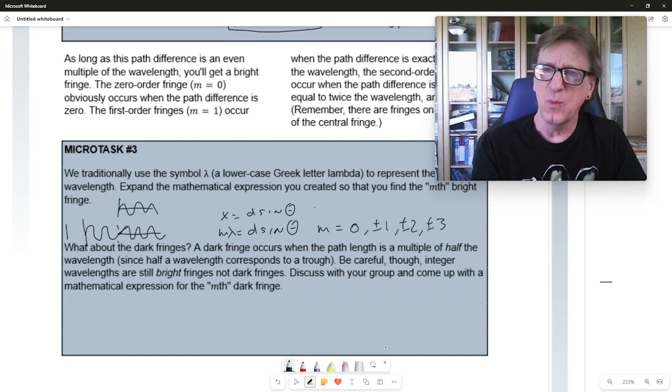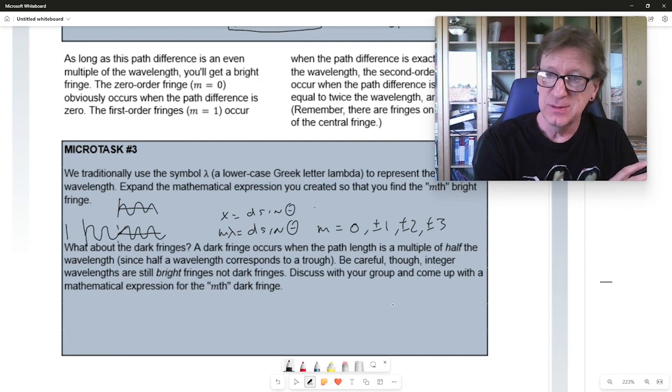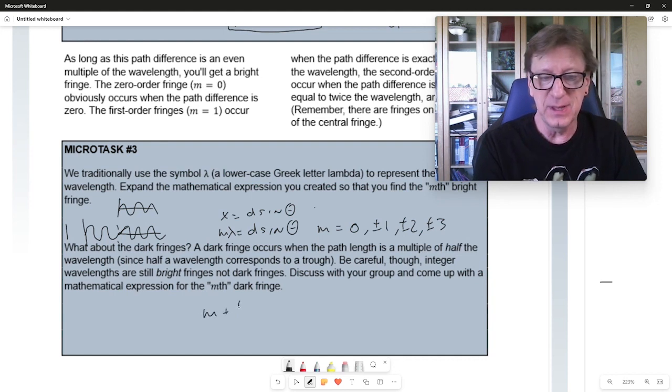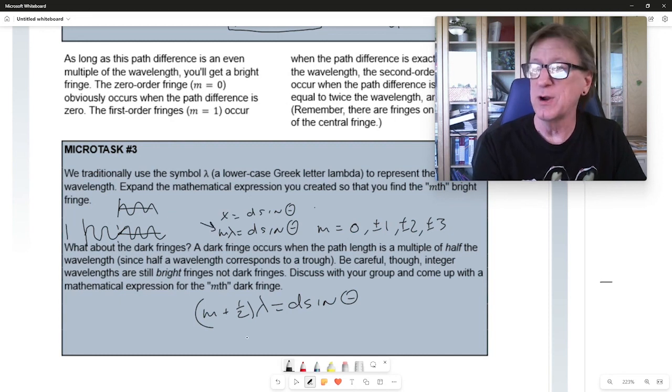Okay. Now, what about the dark fringes? Well, the dark fringes occur when it's half a wavelength. So the way that I can think about that then is it's going to be m plus a half times lambda is going to equal d sine theta. And of course, if m is 0 up here, that's going to be my central bright fringe. If m is 0 here, well, then I'm half a wavelength out. And so now they're going to destructively interfere.